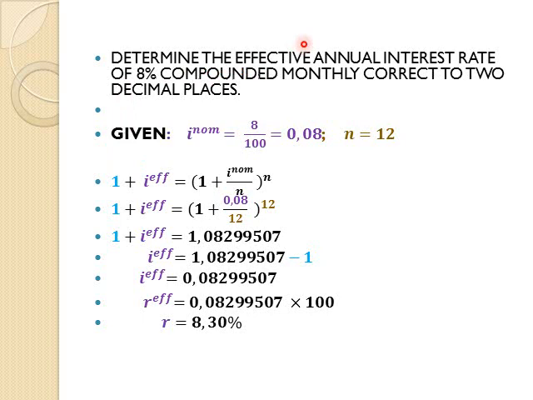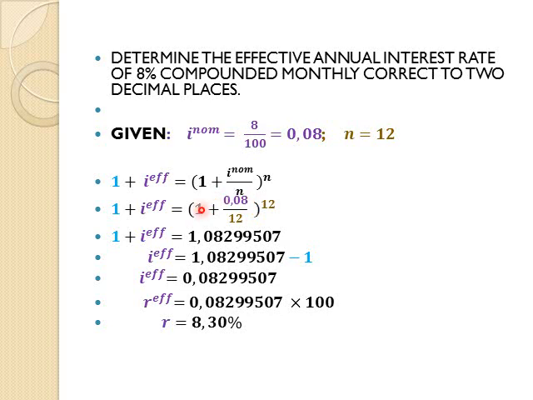Determine the effective annual interest rate of 8% compounded monthly, correct to 2 decimal places. So i nominal in this case, 8%, would be 8 over 100, which gives me 0.08. Compounded monthly, n is 12. There's 12 months in a year. So I have 1 plus i effective equals (1 plus i nominal over n) to the exponent n. So i nominal is 0.08, n is 12 and that is 12.